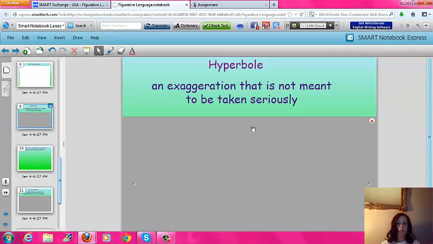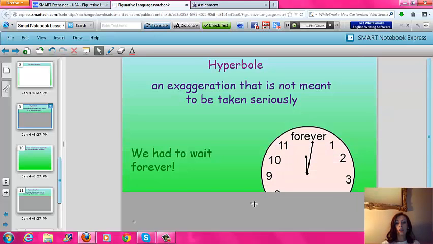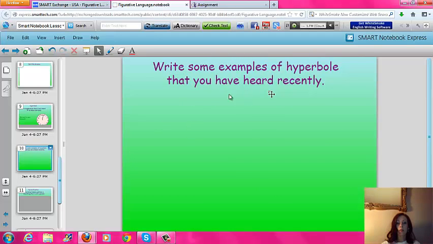An exaggeration that is not meant to be taken seriously. Close down, we had to wait forever. Students are going to respond to that because this is one that they say a lot of the times. So just an exaggeration. Then write some hyperboles that you've heard recently. This allows students to take responsibility for their learning and write it down. You can have them write it in their writer's notebook, in their journal, or you can simply have a journal entry on a piece of paper that's already printed out for them to do, or you can have them come up and write on the smartboard.